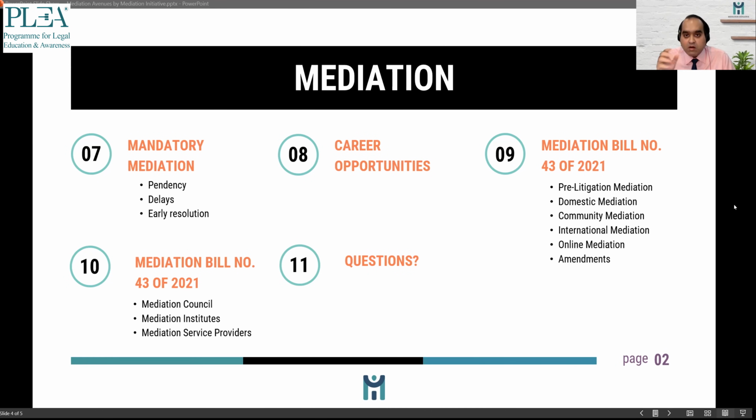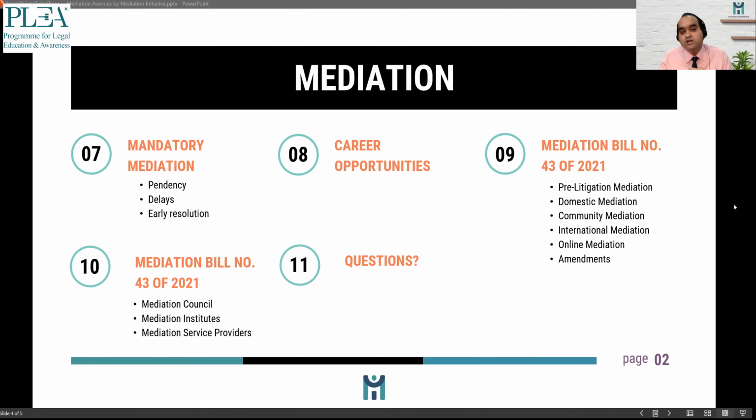Now, I must tell you that the creation of a mediation council has been a topic of much debate, and there are very senior and experienced mediators who feel that mediation as a field should not have such regulation, because the essence of mediation is voluntariness and confidentiality. And when you bring in regulation, this essence of freedom, voluntariness and confidentiality may be lost. But only time will tell what kind of regulations this mediation council may bring in.